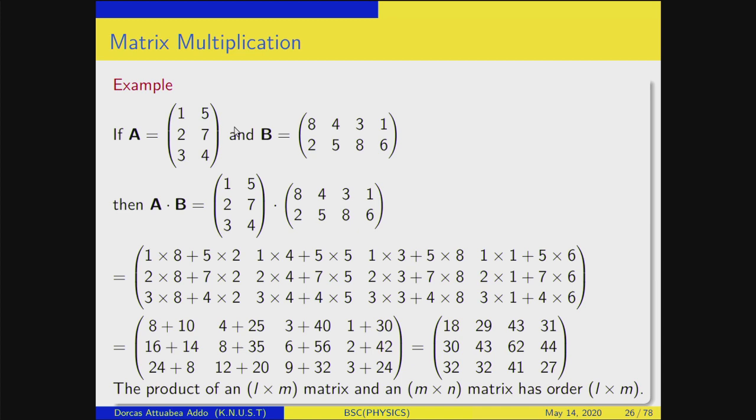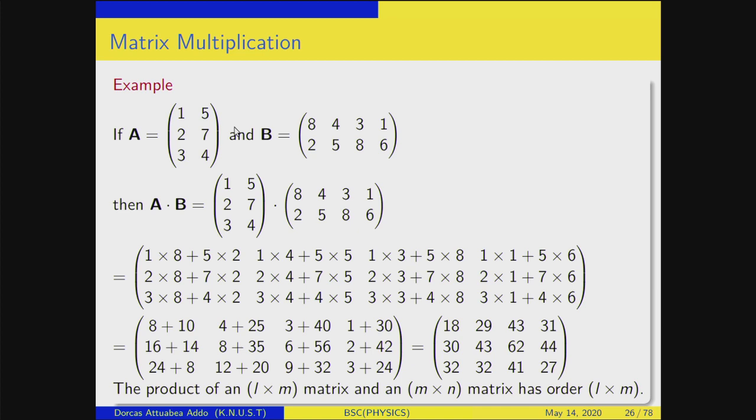Okay, so we are saying that if I have a product of an L times M and an M times N matrix, so the number of columns should be equal to the number of rows, then the product is going to be of order the number of rows in the first matrix by the number of columns in the second matrix. So we have order L times N.